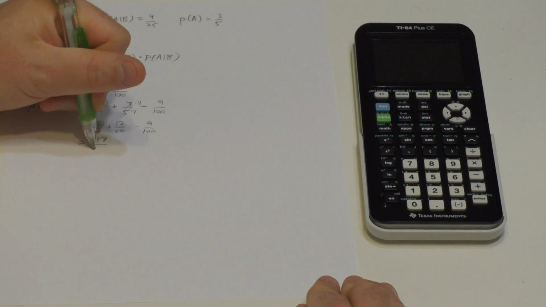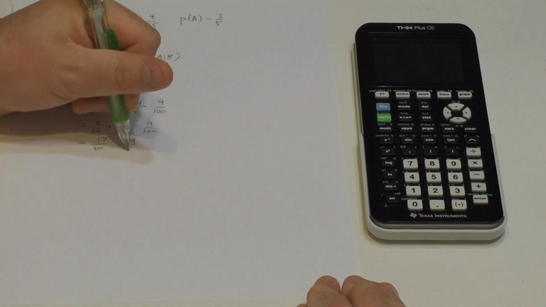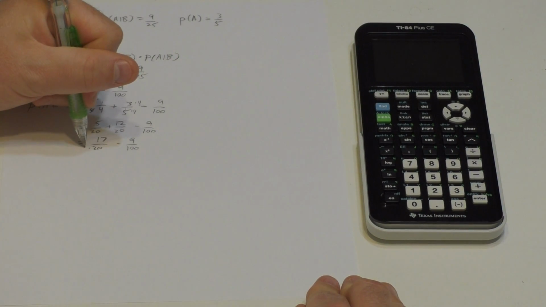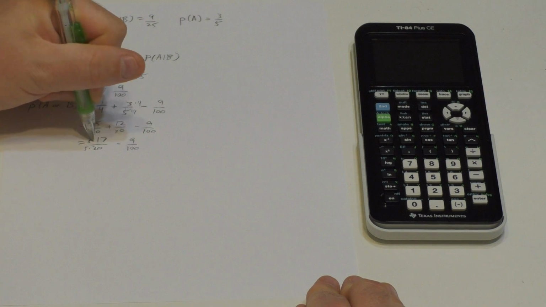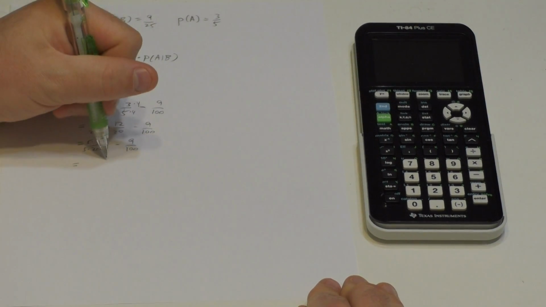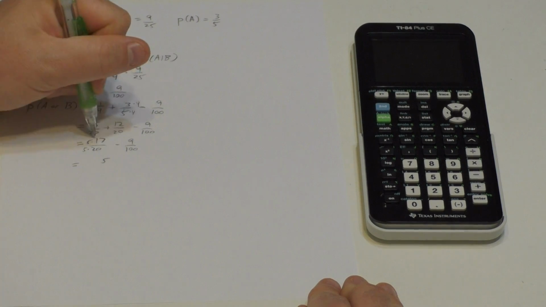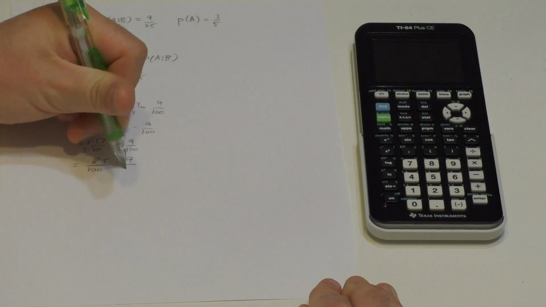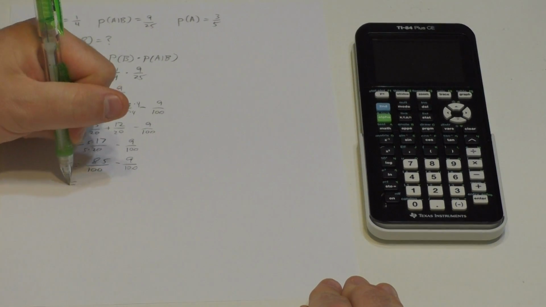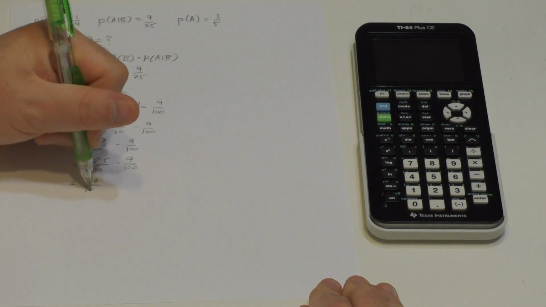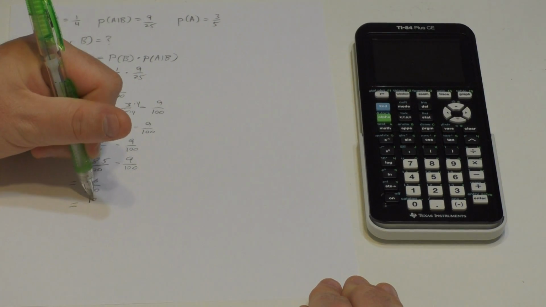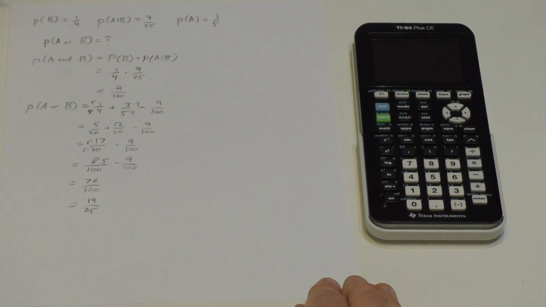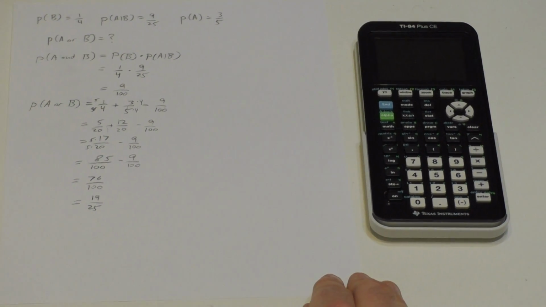That's 17/20ths minus 9/100. Again, let's find a common denominator. By multiplying this by 5, we'll get a common denominator of 100. So this is 85/100ths minus 9/100ths. Subtract those, and I get 76/100ths, which will actually reduce down to 19/25ths. Again, for this part, just do it in your calculator if you want to, that's fine. But the main part is just to know the formula from the beginning.